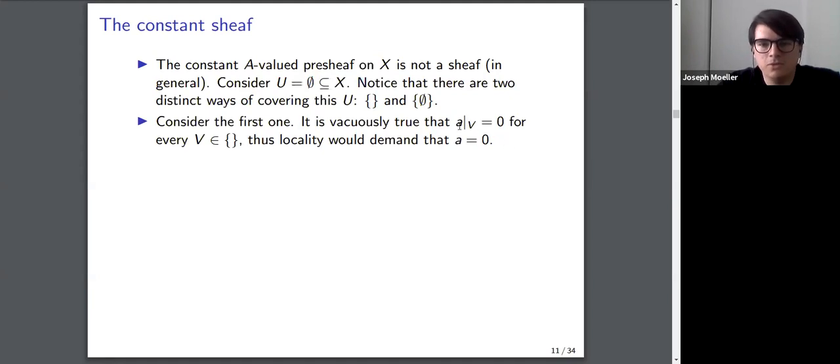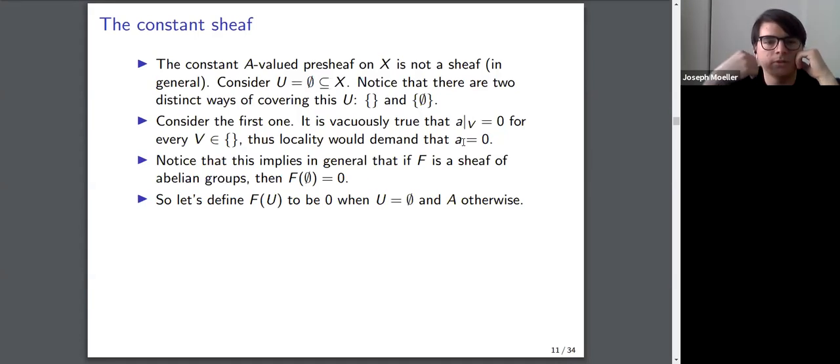So it's vacuously true that if you take an element of A and restrict it to some subset, then you get 0 for every subset that's a part of your cover, because there's nothing in there. And so locality just says that, because it's 0 whenever you restrict anything, it has to be 0 altogether. And so that means that A is 0. But I didn't say anything about what A was. It was just an element of capital A. So f of the empty set has to be 0. But we already said that f of the empty set was A, because everything was supposed to go to A. So this is not working.